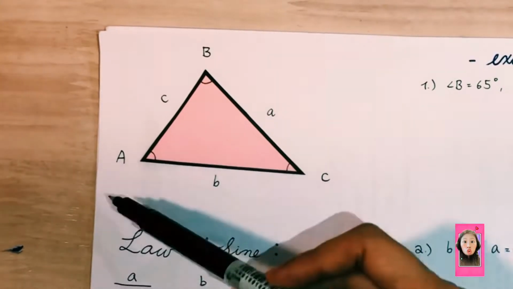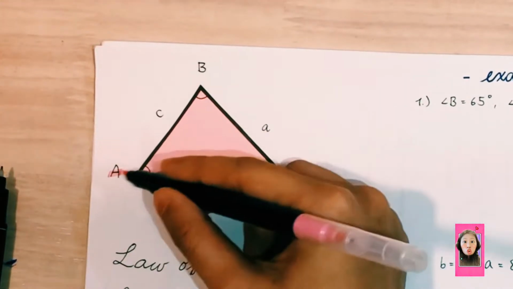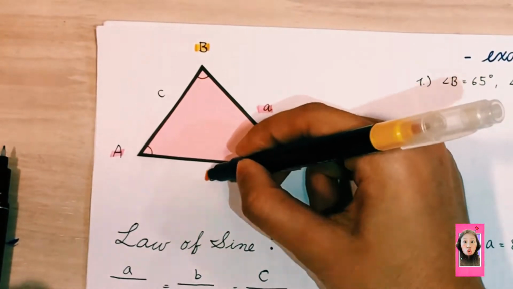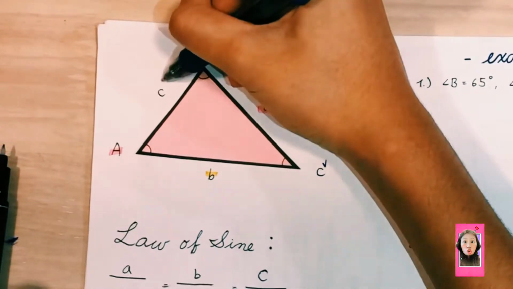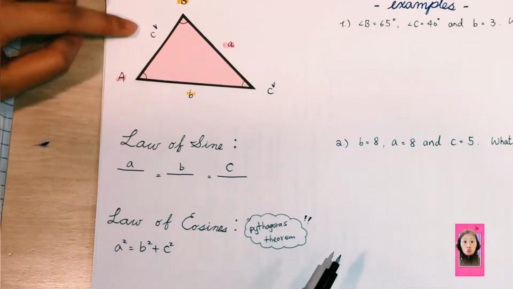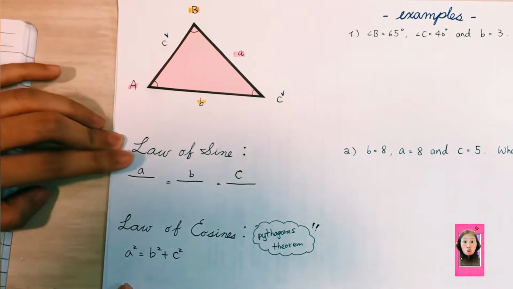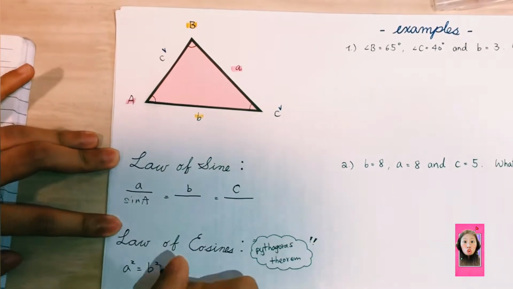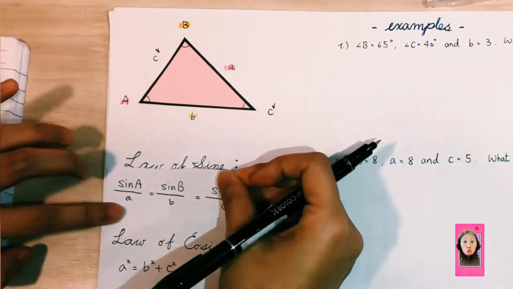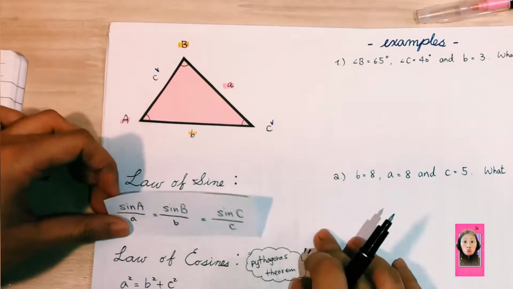Okay, now we have a triangle. This is capital A, this angle, and this length is lowercase a, and here is angle B. This length is lowercase b, and here the length is also c. We can use two methods to find the angle or the length. The first one is the law of sine. The law of sine says a over sine A equals b over sine B equals c over sine C. We can also write sine A over a equals sine B over b equals sine C over c. It's the same.